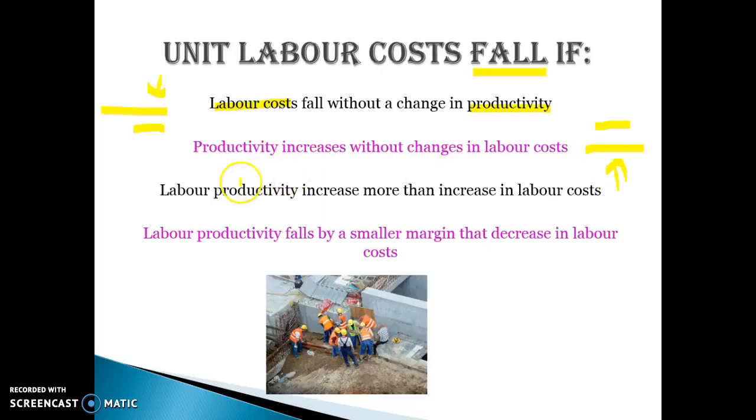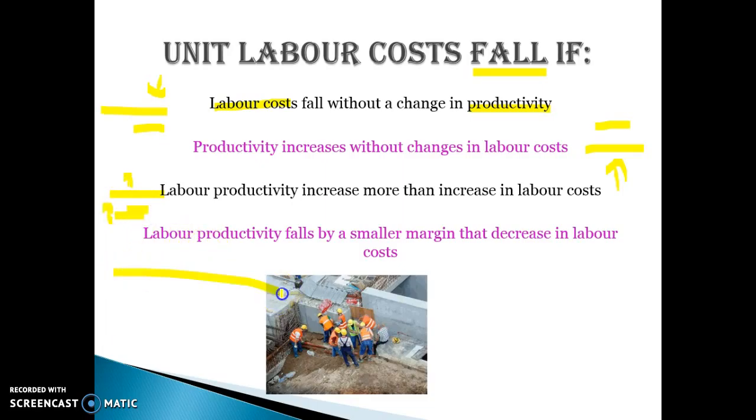It will also fall if labour productivity increases more than an increase in labour costs. So if labour costs go up by a little bit, say 2%, but productivity goes up by 5%, then your unit labour costs will fall. So basically we're saying that the denominator is going up by more than the numerator. They're both going up, but this one's going up by more.